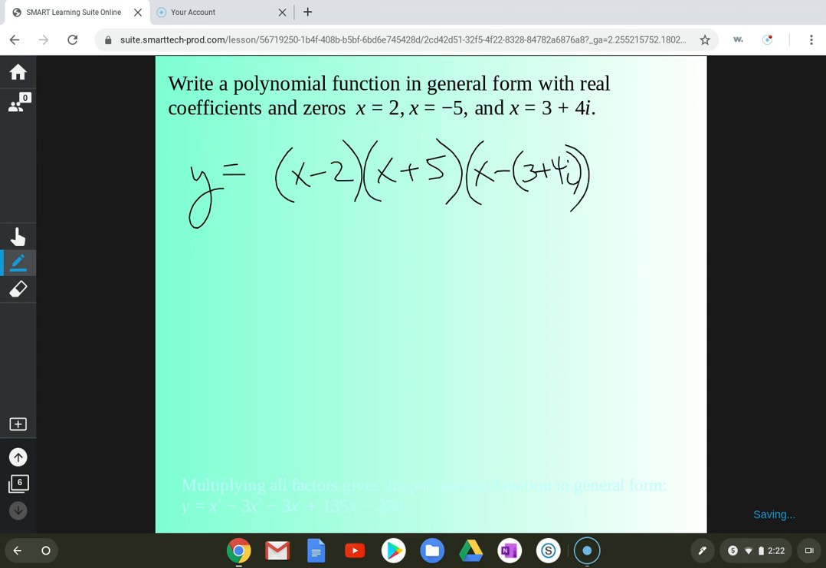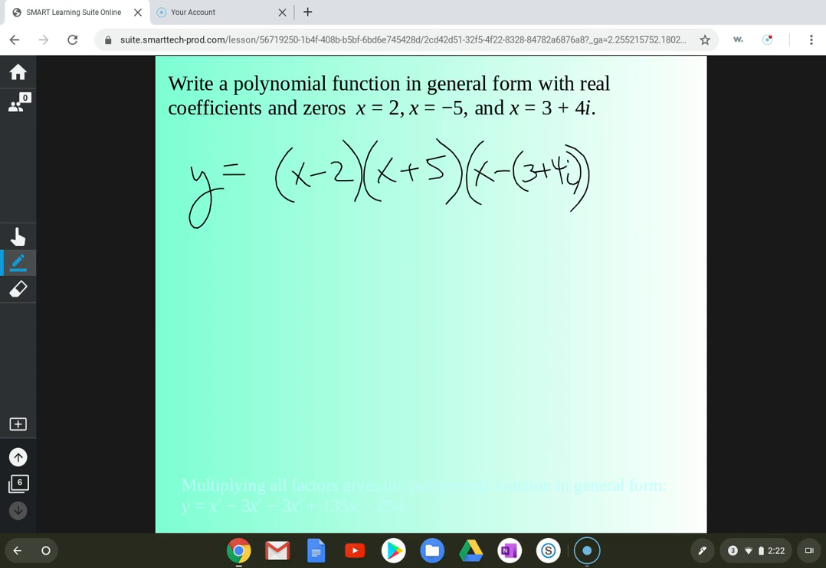You can't have just one imaginary factor. You've got to have 2. It's just how it is. If we only had one, we would end up with non-real coefficients and it wouldn't be a polynomial.